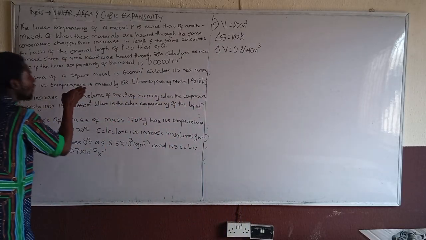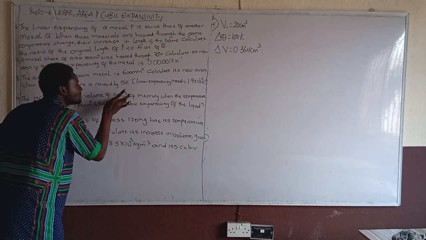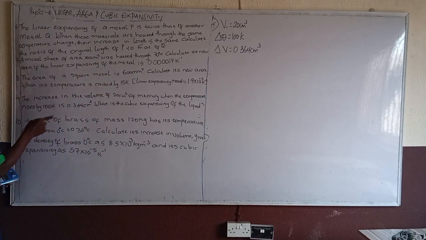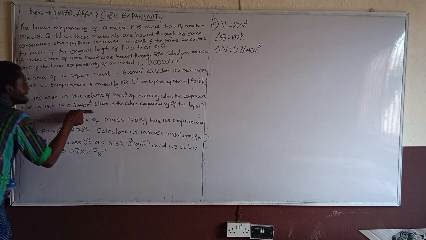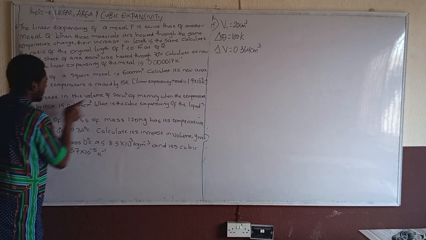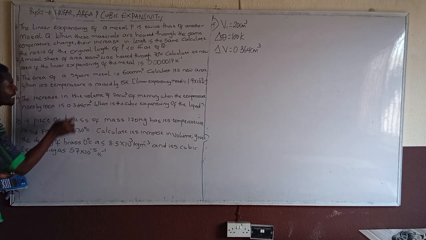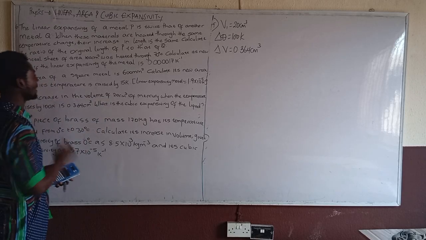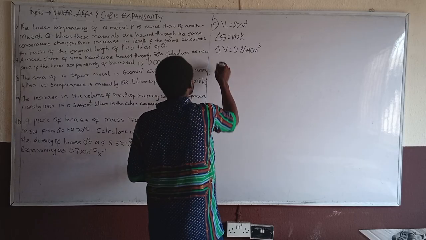The increase in volume of 20 centimeter cube of mercury when the temperature rises by 100 is given, so they are confused. I cannot say the increase in volume is V1. So this is the increase in volume, this is the V1, and this is the increase in temperature. Then calculate the cubic expansivity.